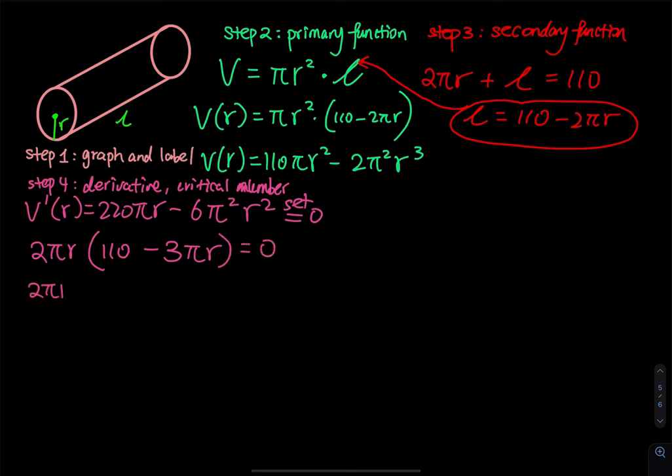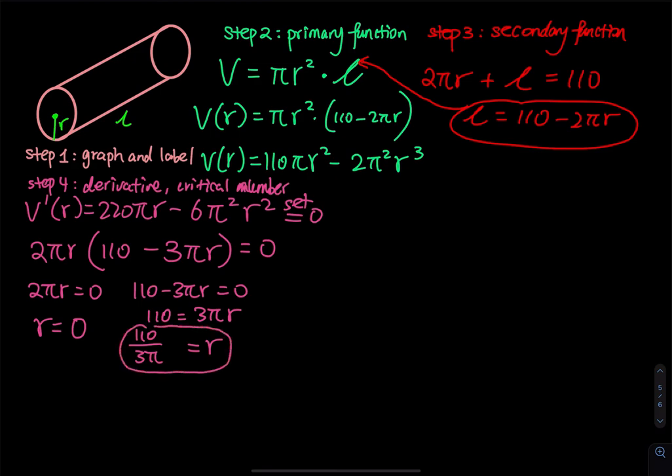So we have 2 pi r equal to 0. This is using the zero product property. r is equal to 0. And then 110 minus 3 pi r equals 0. So r, what is r equal to? 110 is equal to 3 pi r. So r is equal to 110 divided by 3 pi. This is the critical number that we are looking for. So that is the radius. Then this is also the critical number.